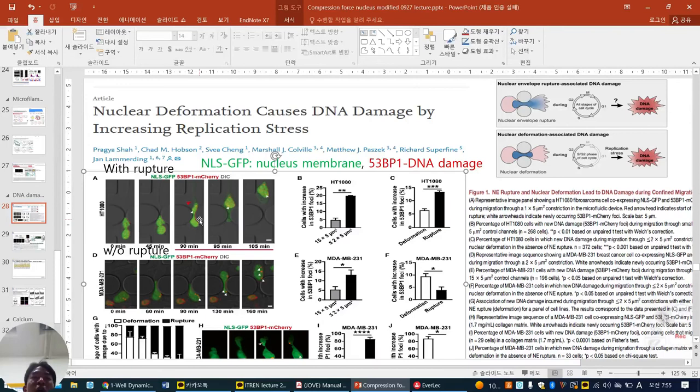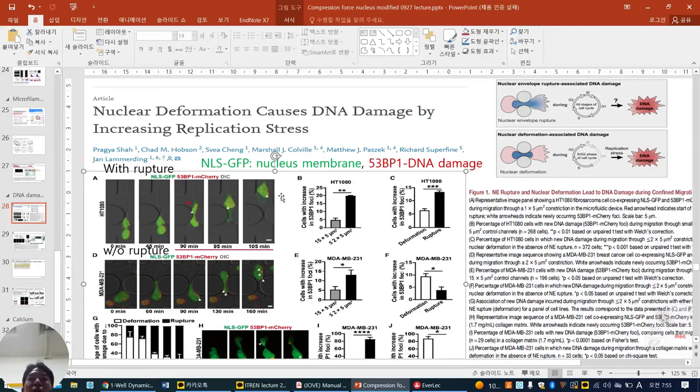So here I want to say that confinement migration is another external force that induces compression. Okay? So when you want to know what kinds of things happen while cells pass through a very small area, a small pore, you can also imagine using a compression system.